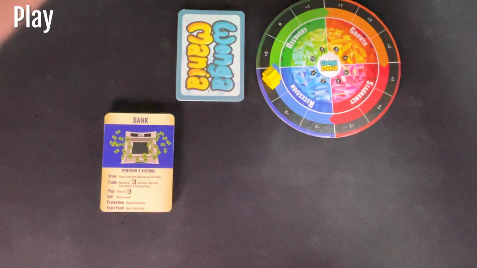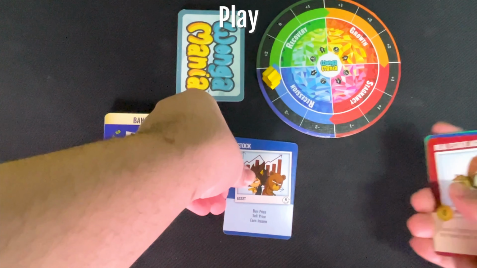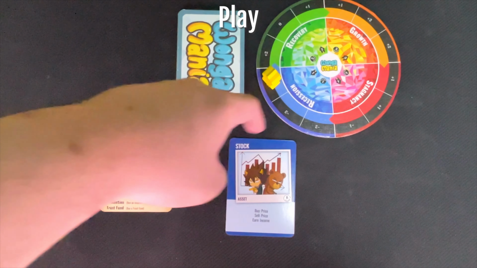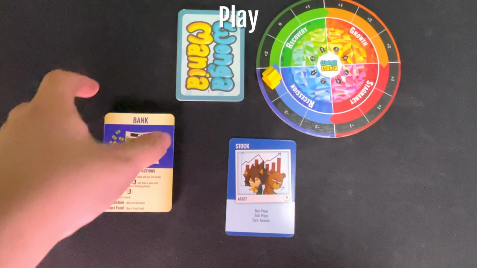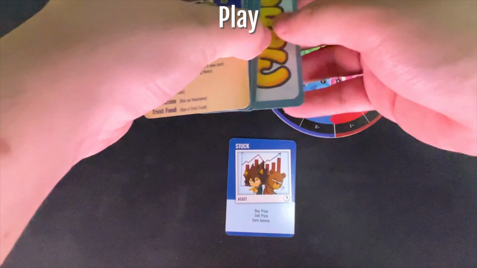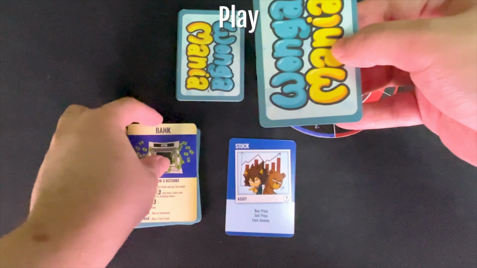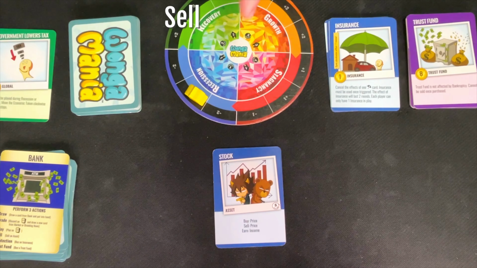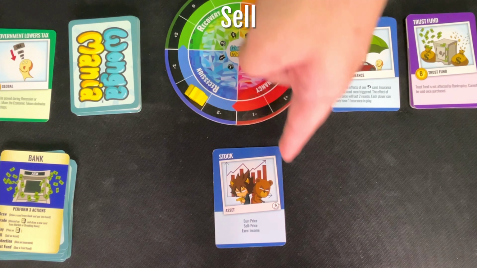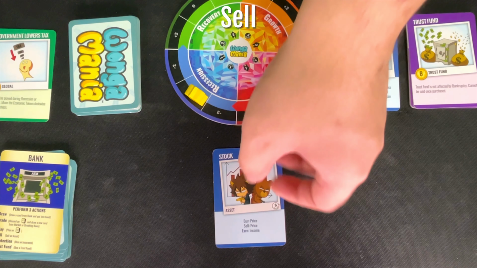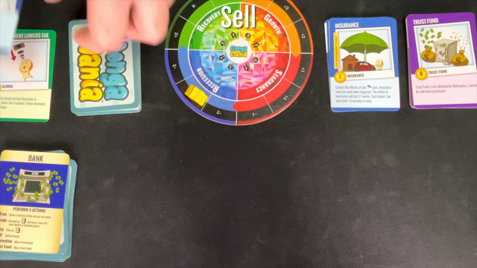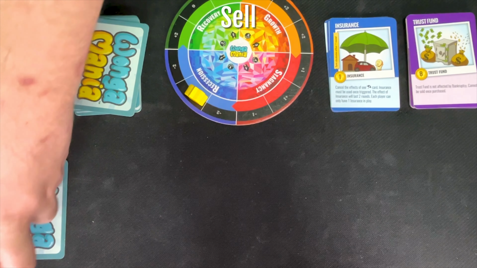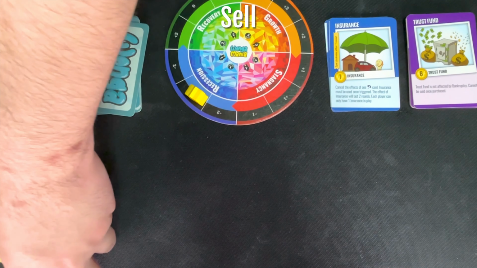Play. Players can play 1 asset per play action and pay its activation cost. The cost of stocks and property may vary from the placement of the economic token. To pay for a play card, discard the required cards from your bank into the discard pile. Sell. Players can sell 1 asset per sell action. Similar to the play action, the selling price is determined by the placement of the economic token. Discard the asset to the discard pile once it is sold.